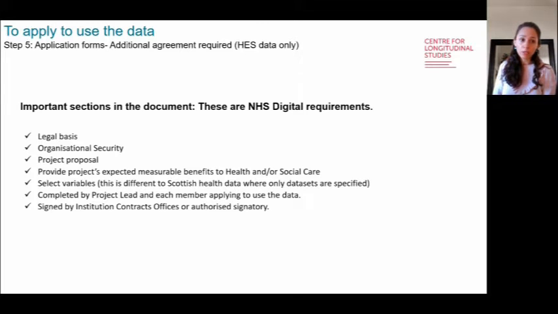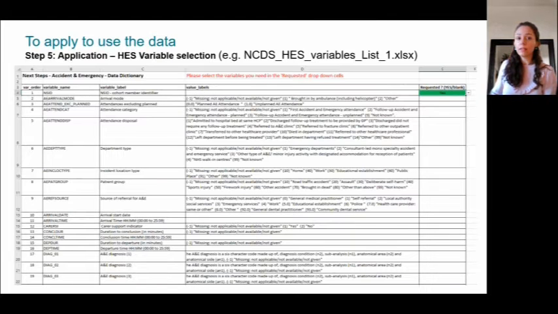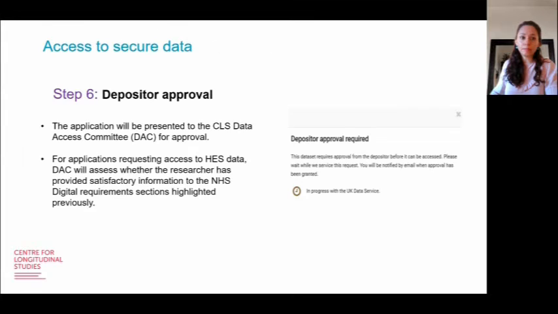In addition to that, we recommend that you really complete the section on the benefits to health and social care in as much detail as possible. This is one of the NHS Digital requirements, and is one of the things that the DAC, who is going to be approving your application, will also be assessing. Then you will see the variables list. For the HES only, you need to complete the variables that you would like to access for the specific project which you will be applying.